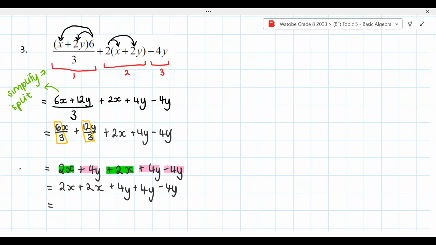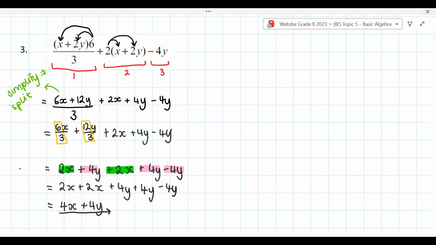And now we add and subtract. So 2x plus 2x is 4x. You've got 2 x's in one group. You're adding another 2 x's. So in total, you've got 4 x's. And then in terms of our y's, positive 4y plus 4y is 8y. But then we're subtracting 4y. So I actually just end up with a positive 4y.